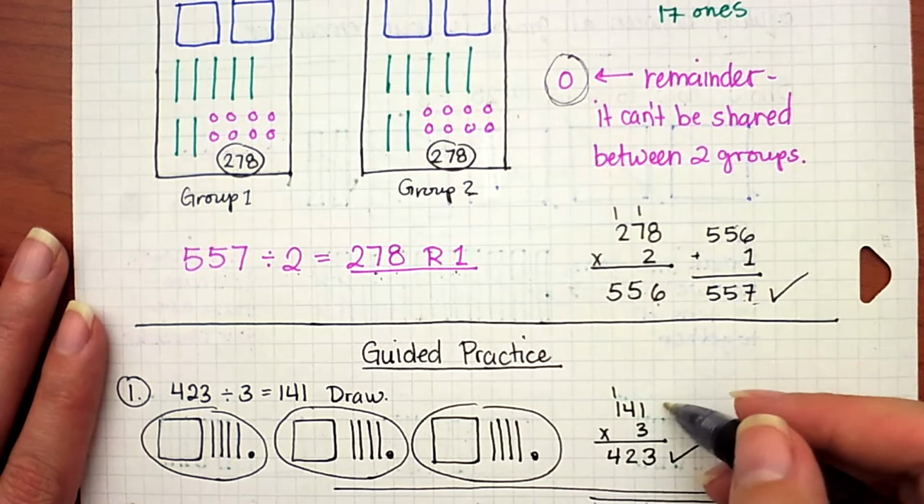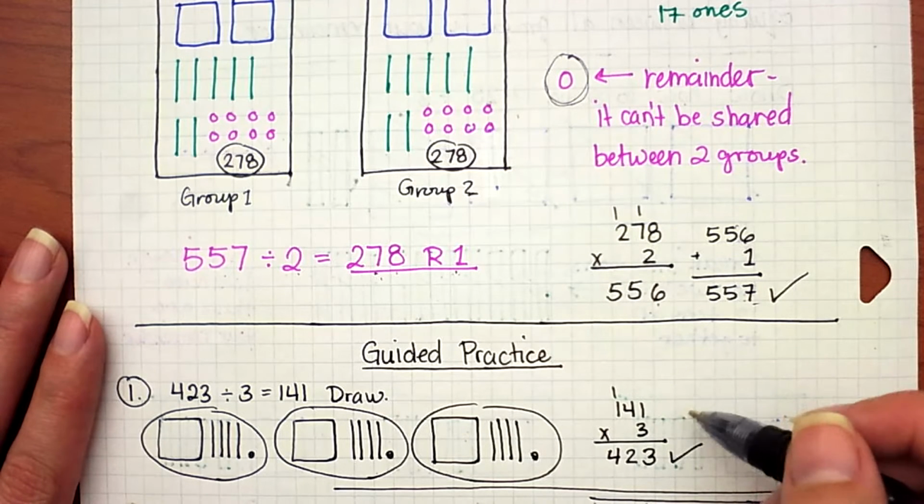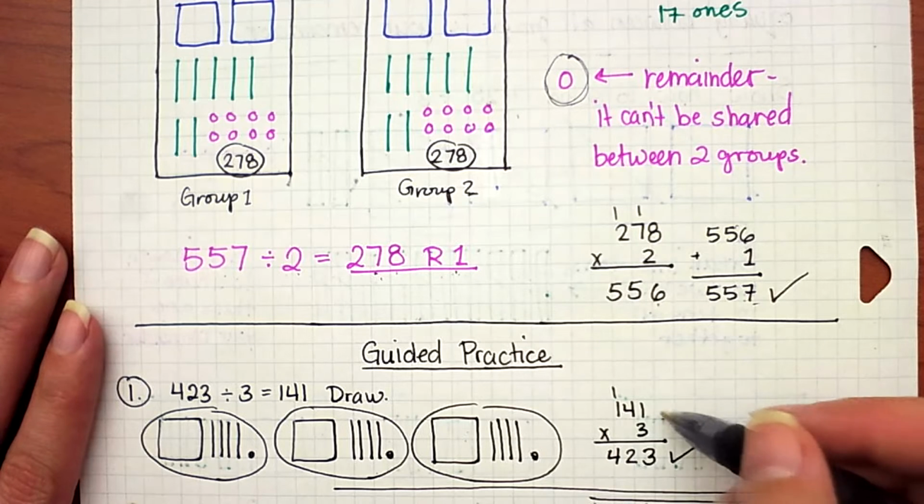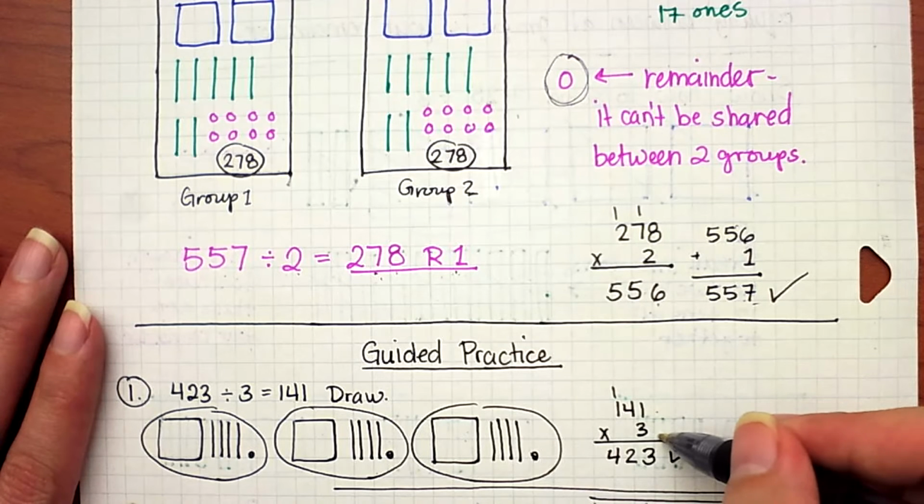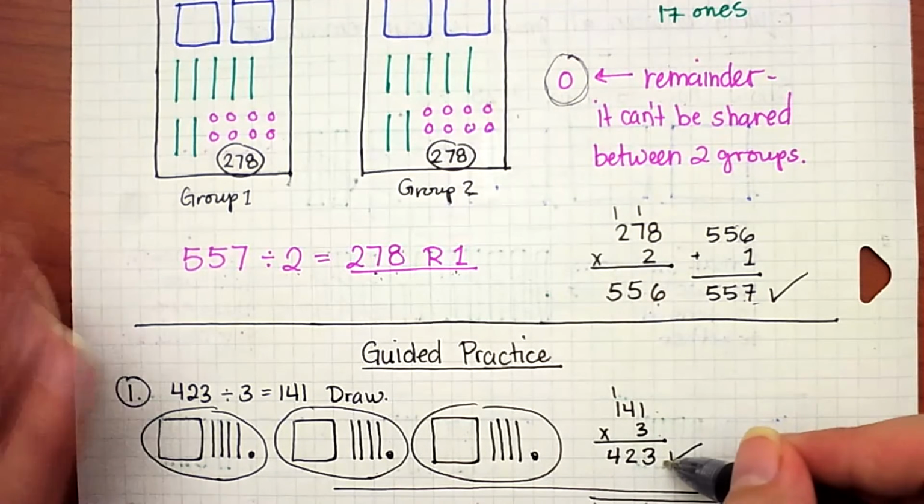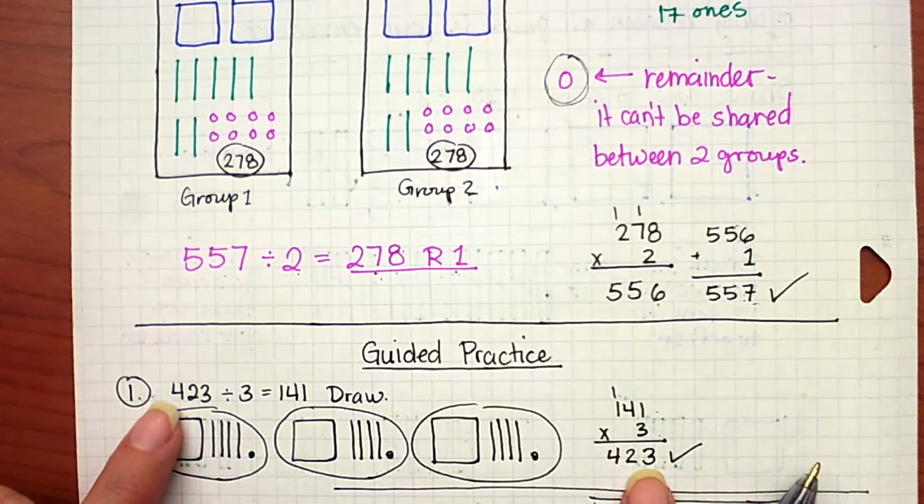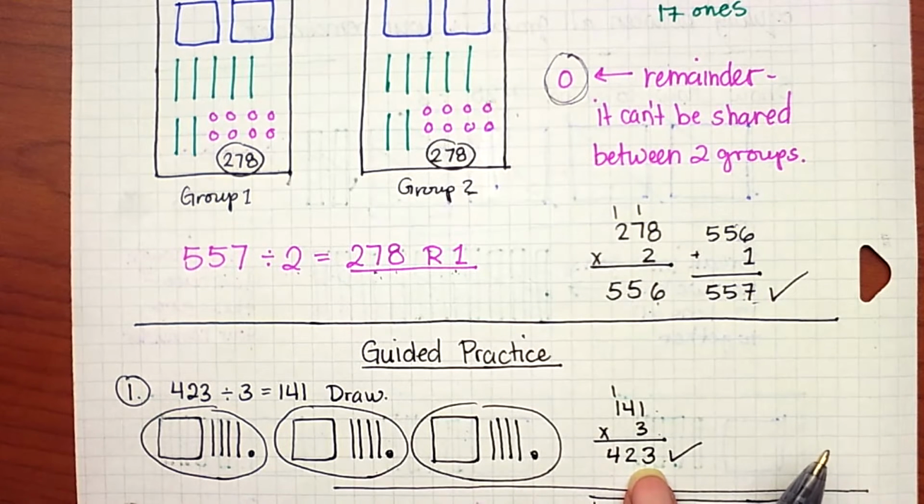You can go ahead and check your work by doing the inverse operation. Since there were no remainders, you don't need to add anything extra in. 141 times 3 will give you 423. Since those two numbers match, we know that our work was done correctly.